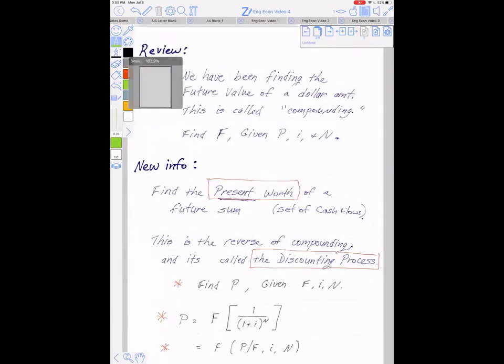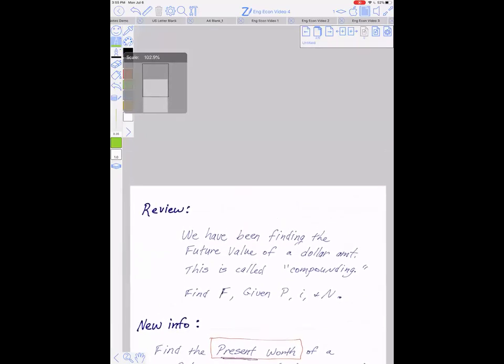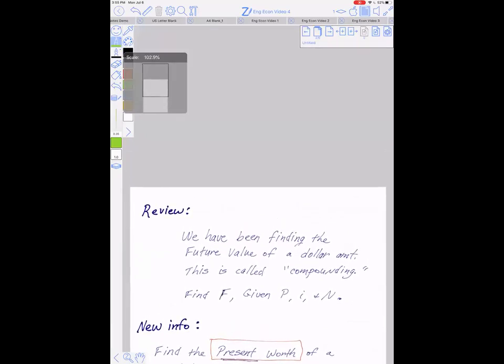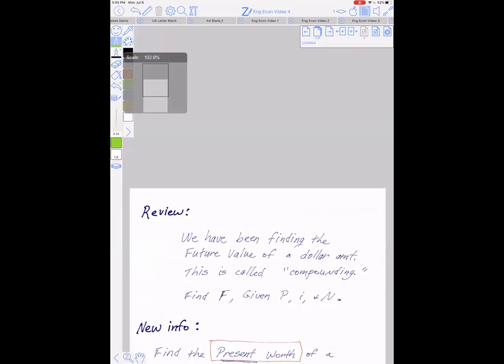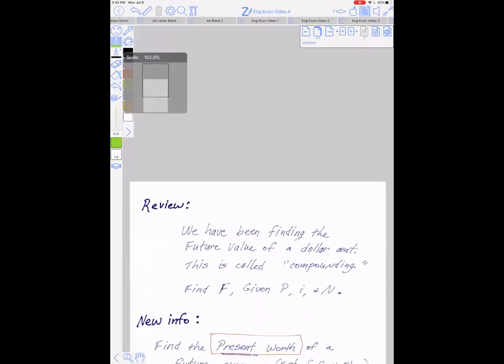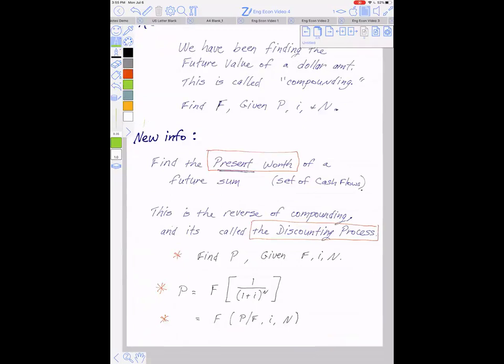But first, a review question. We have been finding the future value of a dollar amount. This is called compounding. So what we've been doing is find F, the future value, given present value, interest rate, and n. What we're going to add on today, new information, is how to find the present value or present worth of a future sum or a set of cash flows. This is the reverse of the compounding process that we've been doing previously. Finding the present worth of a future sum is called the discounting process.